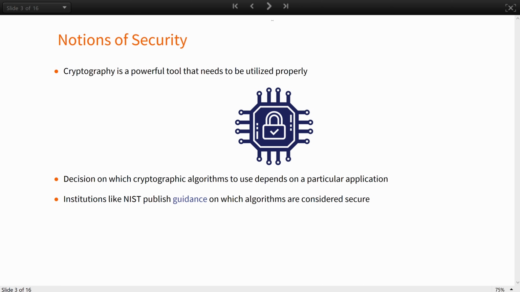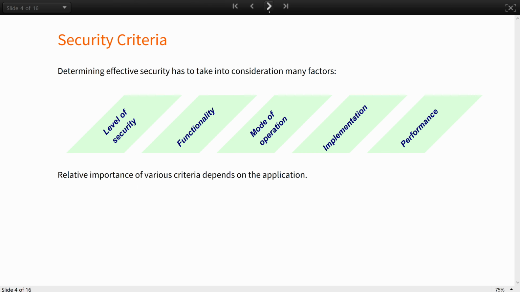To decrease this burden, respected institutions like NIST periodically publish guidance on which algorithms are considered secure and recommended to use for certain purposes. Determining effective security has to take into consideration many factors about the design of the algorithms, the speed, memory, and capabilities of modern computers.